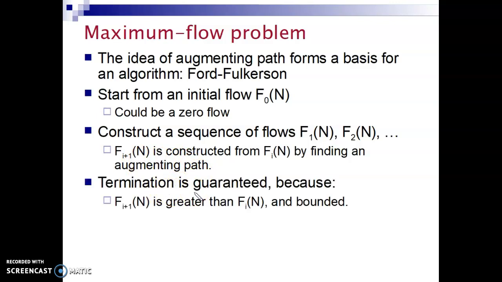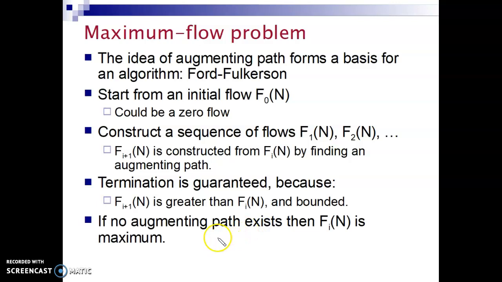Termination of such an algorithm is guaranteed because every time we find an augmenting path, we are guaranteed that the next flow, F i plus 1, will be greater than the previous flow value. If no augmenting path exists, then F i is the maximum flow.